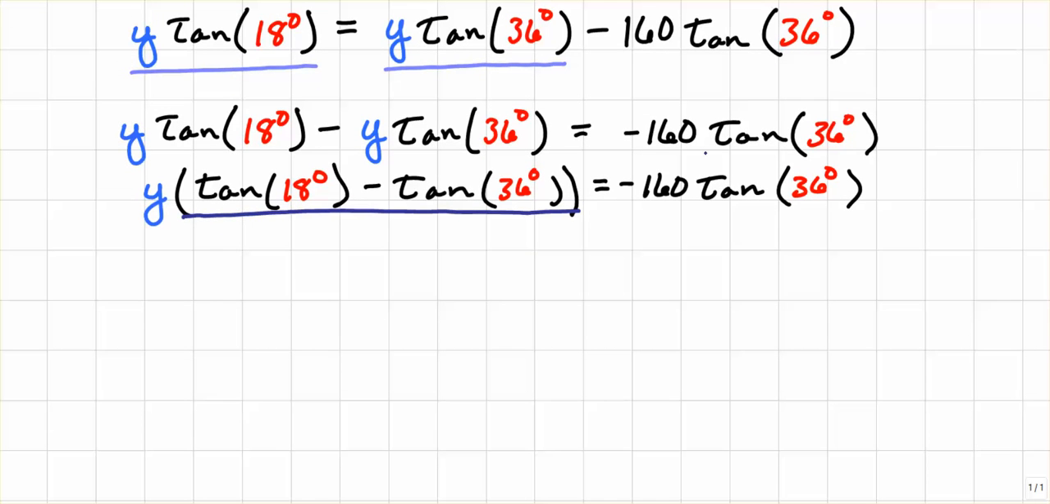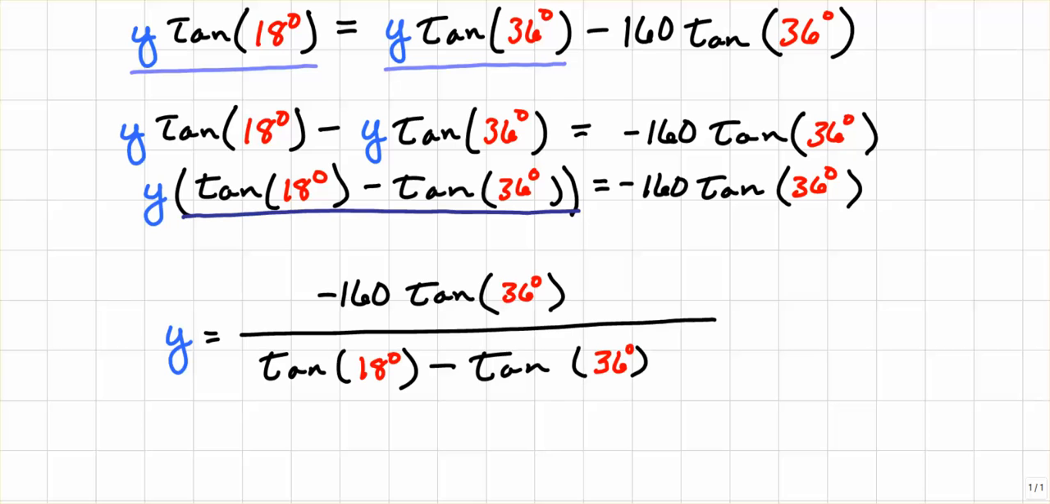And in doing so, I will isolate the y, and I will have an expression that will represent the height of the building. So y is equal to negative 160 times the tangent of 36 all over the quantity tangent 18 degrees minus tangent of 36 degrees.